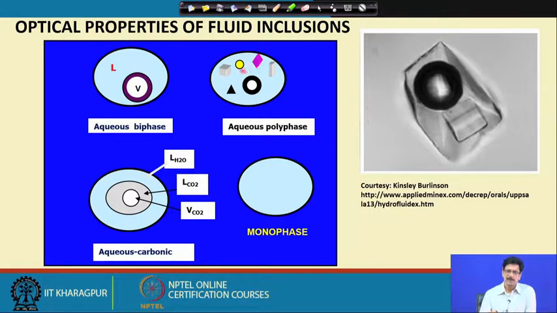This means it is not necessarily that polyphase inclusions will always have more than one solid; dominantly they will have one, but under certain extreme cases, which we will discuss later on, there can be more than one such solid crystal within the inclusion cavity. In many situations we also see that the inclusion occurs just as a monophase, without any other phase in it.